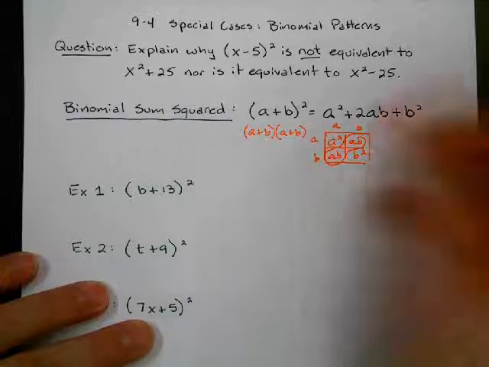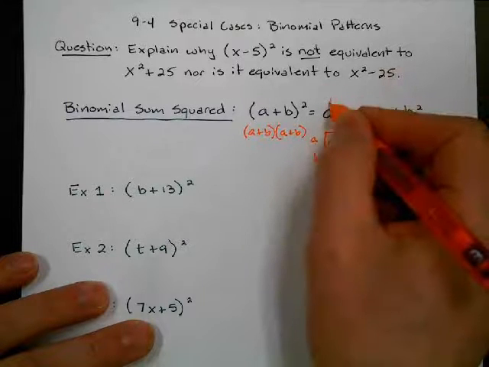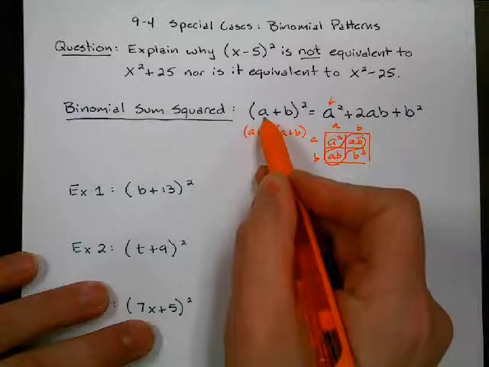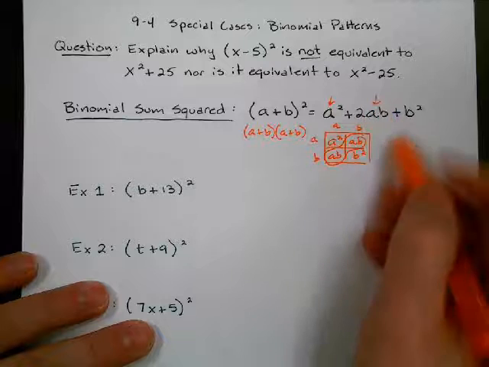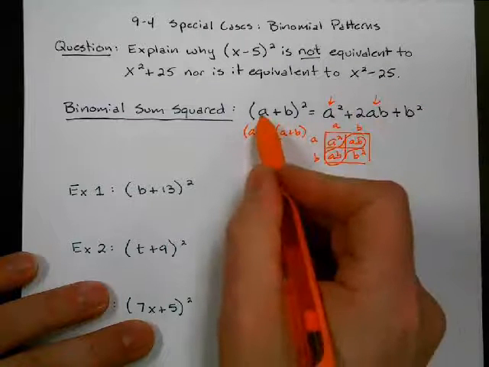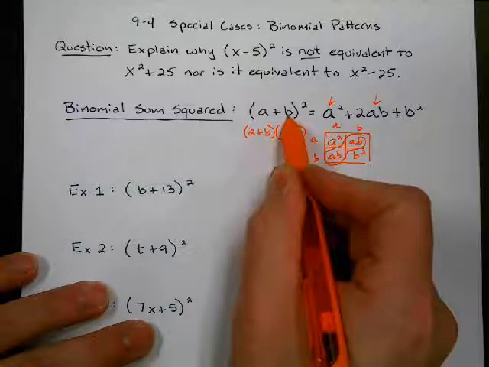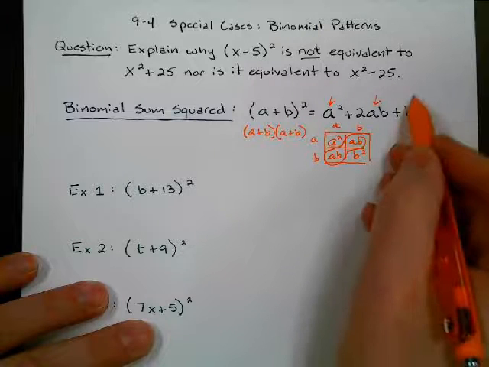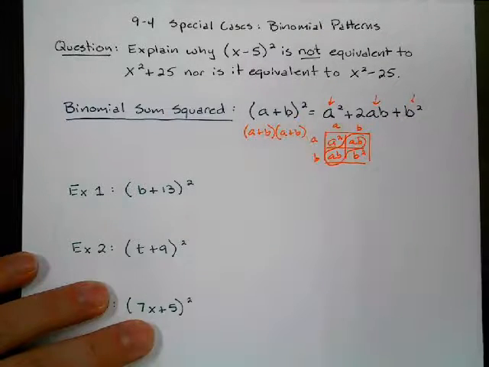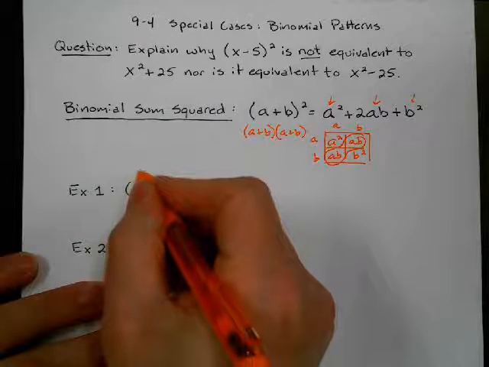So here's the shortcut. The first term is this number squared. The second term is 2 times this number and this number. The last term is this number squared. So let's look at that. Here's the first number.